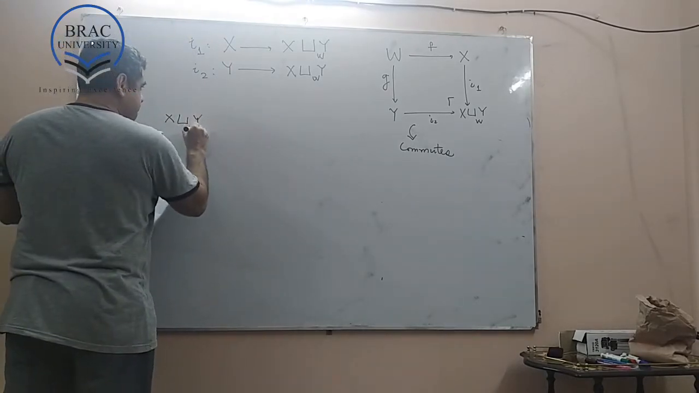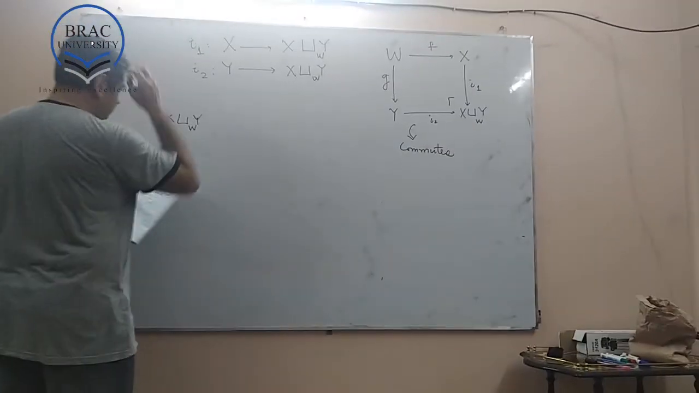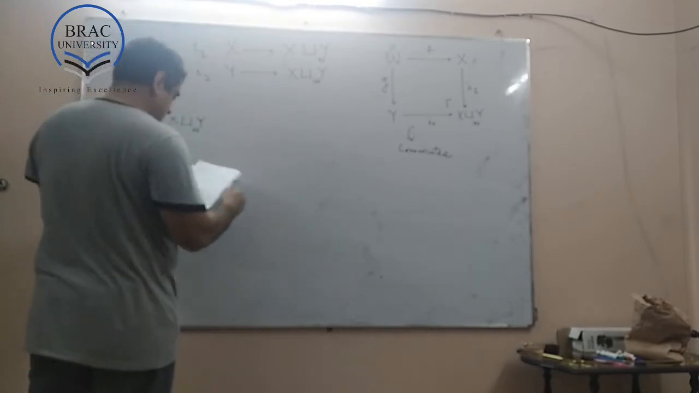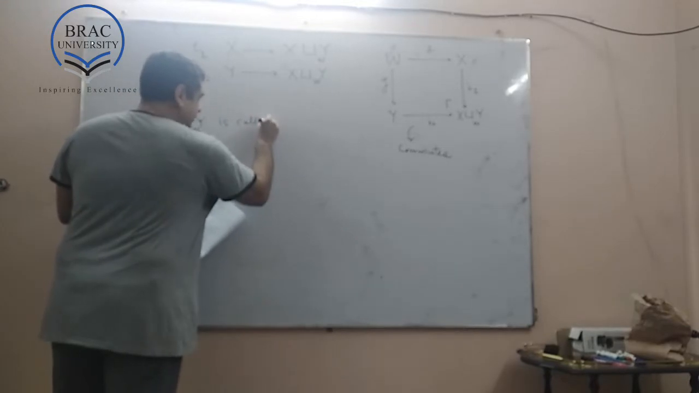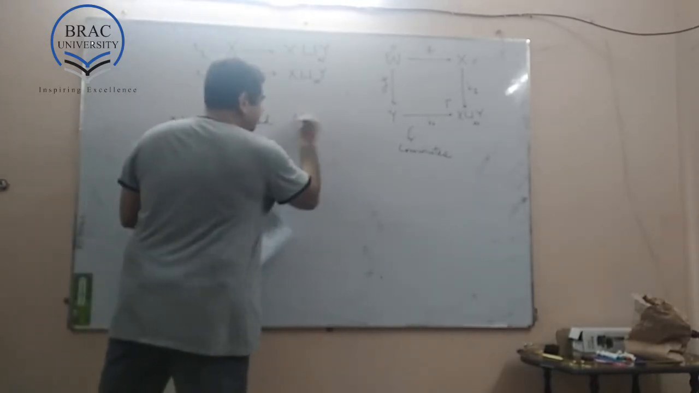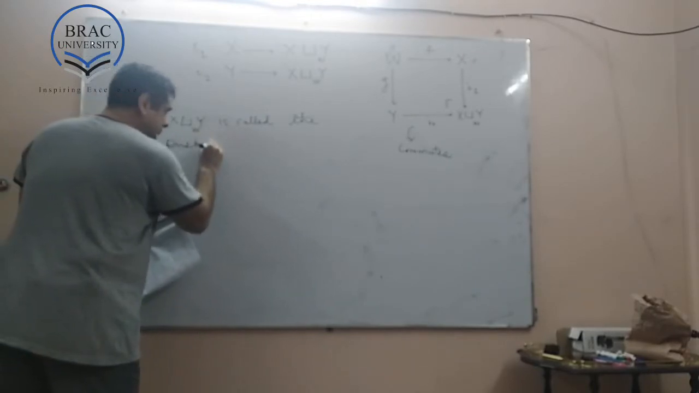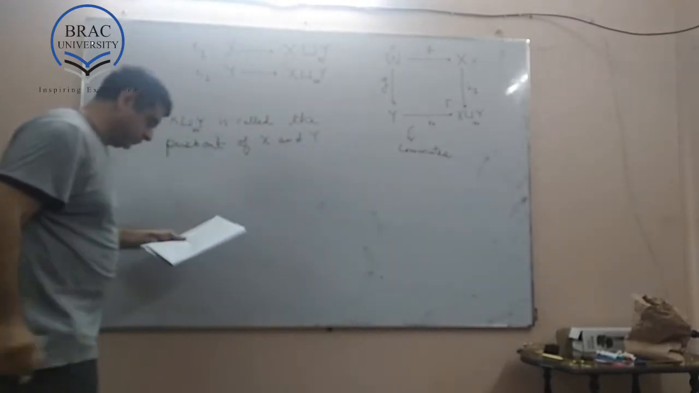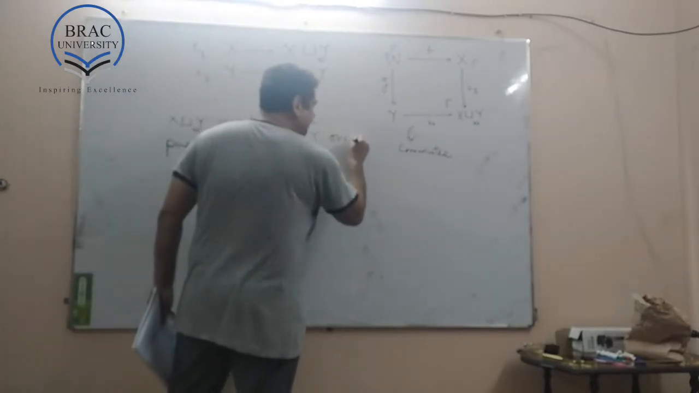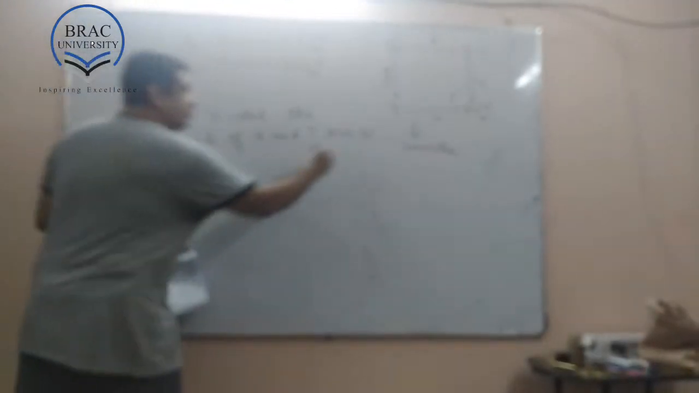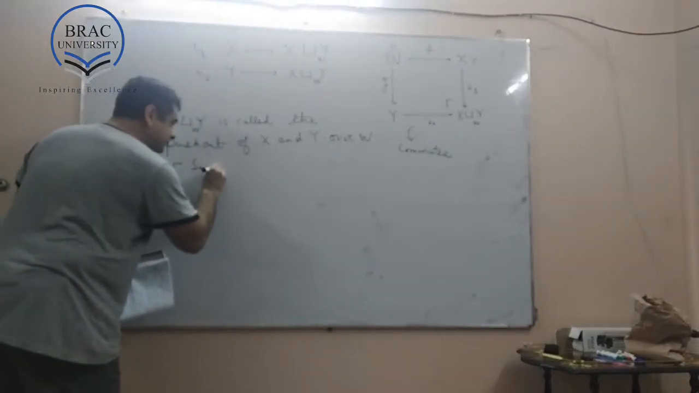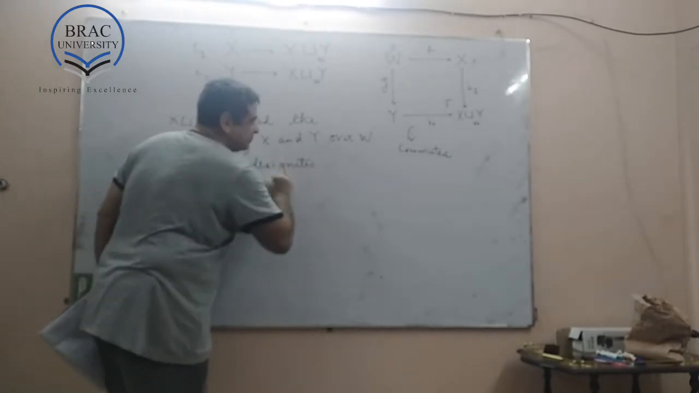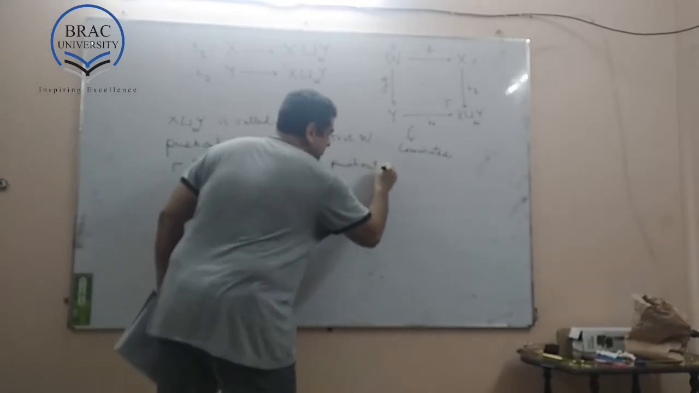The quotient space of the disjoint union of X and Y is called the pushout of X and Y over W. The corner symbol designates pushout. Okay.